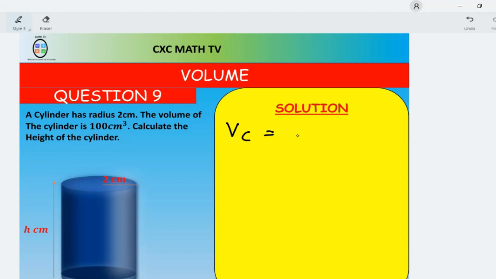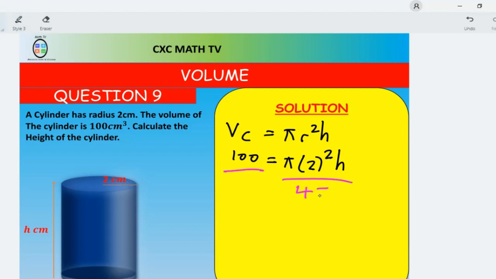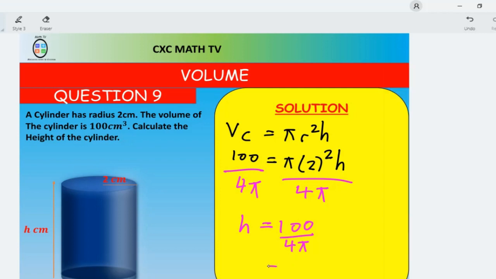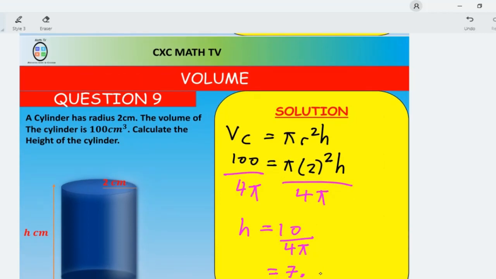Ready, so the volume of the cylinder is pi r squared h. 100 is pi times the radius 2 squared times the height. 2 squared is 4. So now we just divide both sides by the 4 pi. So that gives us the height is 100 over 4 pi. You put that in your calculator. 100 divided by 4 times pi. And we're getting 7.96. 7.96 centimeters. That's the height.